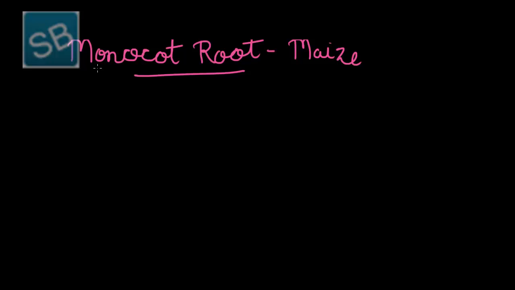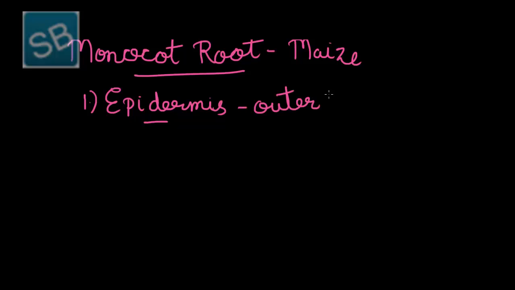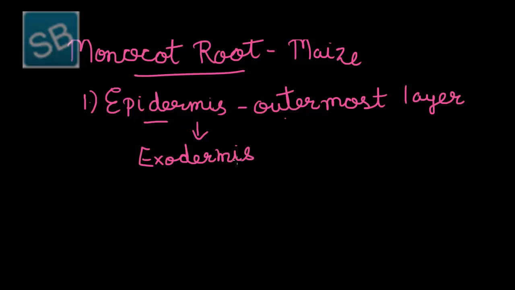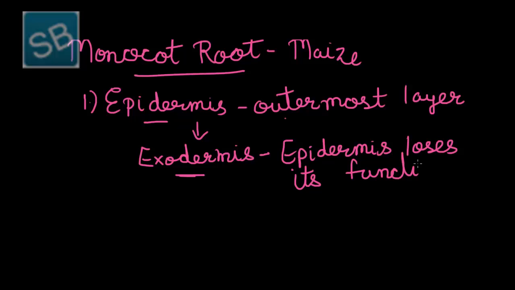Thus, from the figure studied above, it is clear that many layers of the monocot root are similar to those of the dicot root. So, let us begin with the first layer, that is epidermis. We have already studied that the epidermis is the outermost layer made up of parenchymatous cells. Further, following the epidermis, there comes another specialized layer known as exodermis, which is only present in monocot roots. This exodermis becomes active only when the epidermis loses its function. Then the exodermis becomes active.